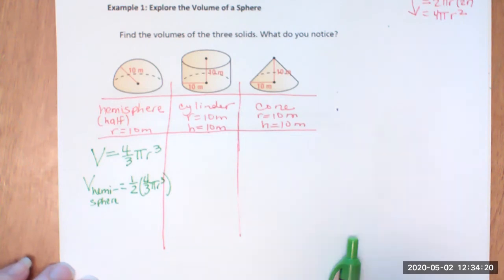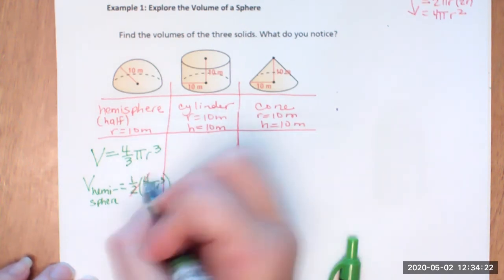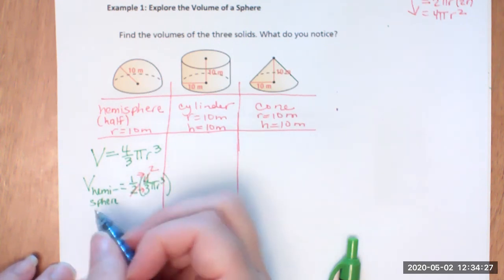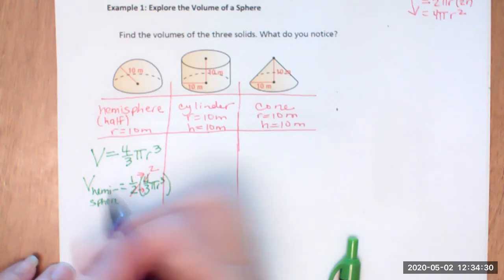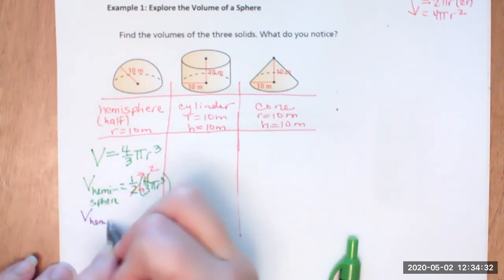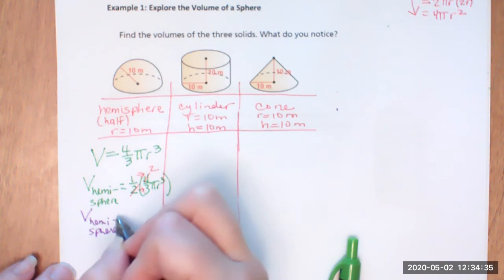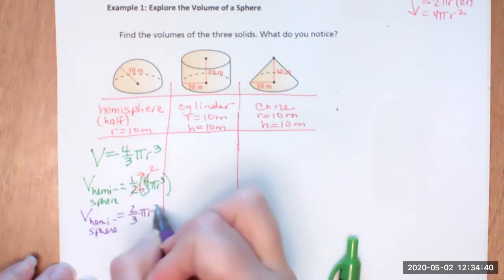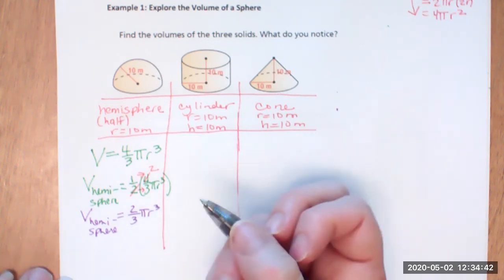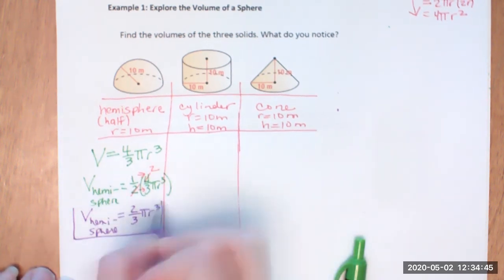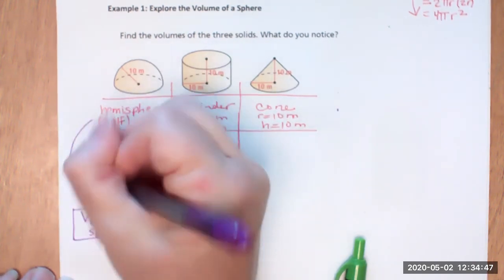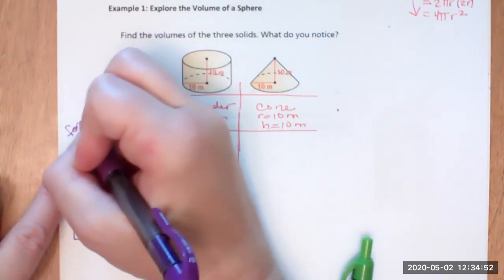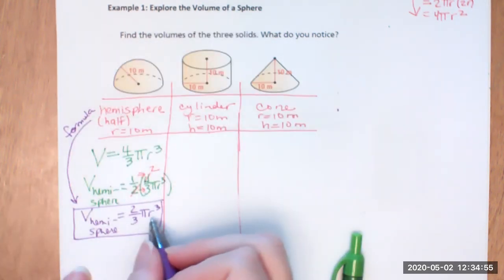Now let's just do some canceling here. 2 goes into 4 2 times, canceling diagonally, multiplying horizontally. That tells us that the volume of a hemisphere is going to be 2/3 pi r cubed, which makes sense, right? Half of 4/3 is 2/3. So this is a formula that'll be really useful to you. Also, the formula for a volume of a hemisphere is 2/3 pi r cubed, okay?